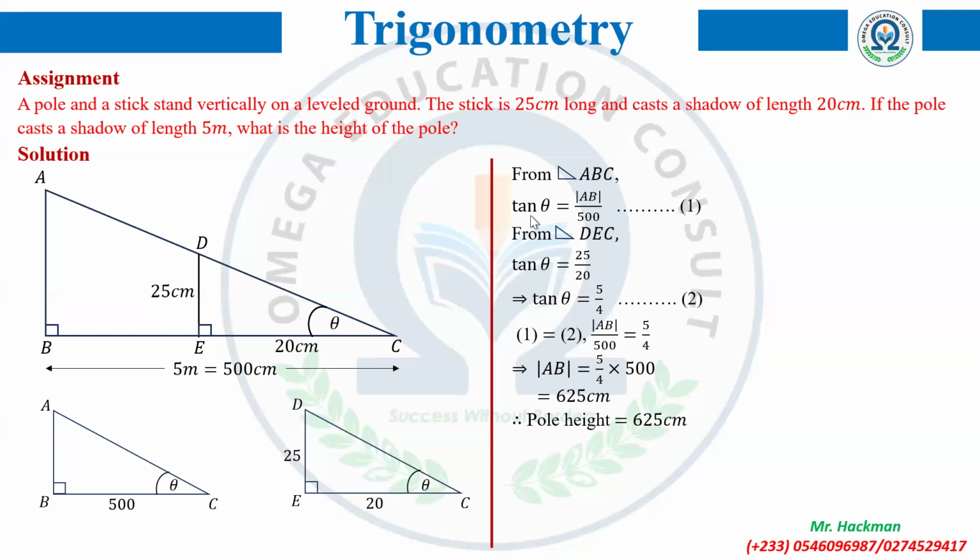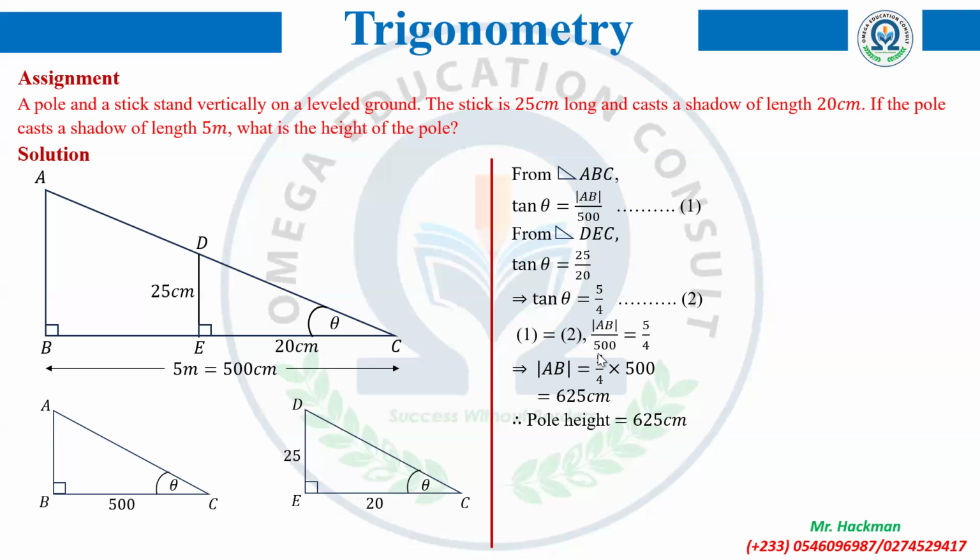At this point, if tan theta is equal to this, and the same tan theta is equal to that, then equation 1 must be equal to equation 2. So that's what we have here. Now your equation 1 is this, and that is what you have here should be equal to what is here.